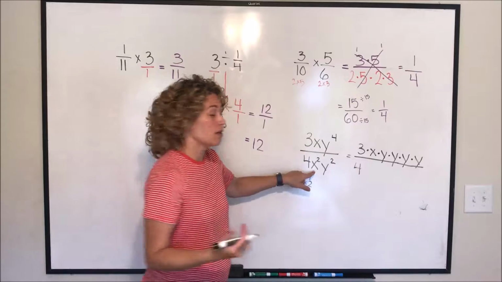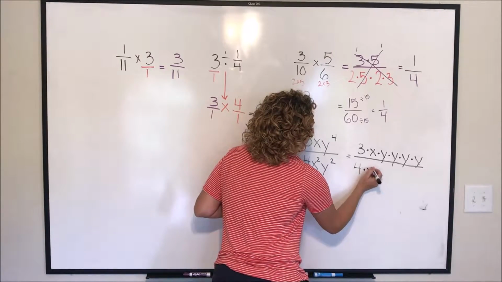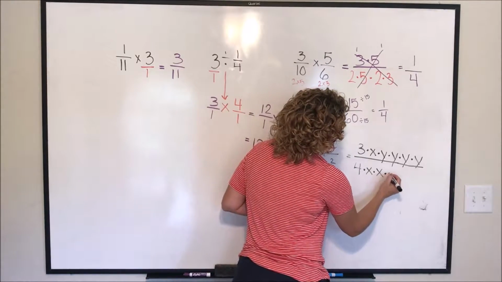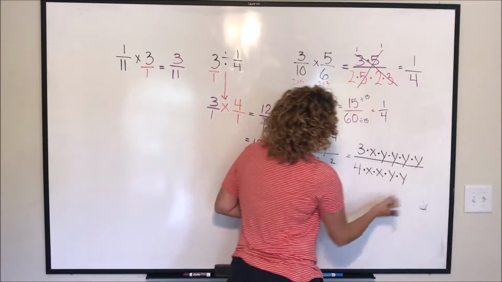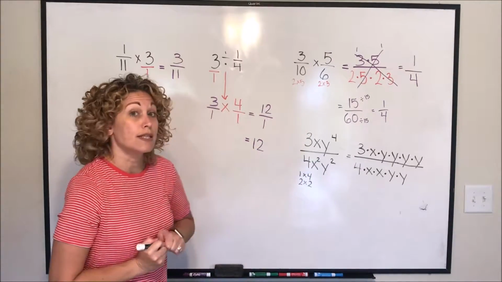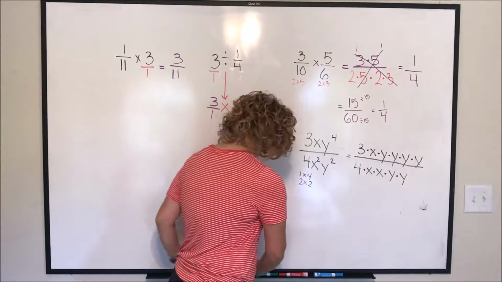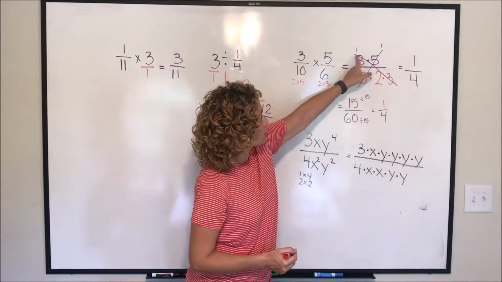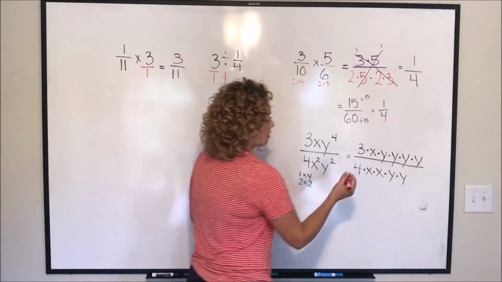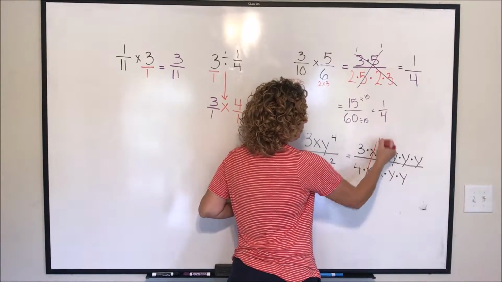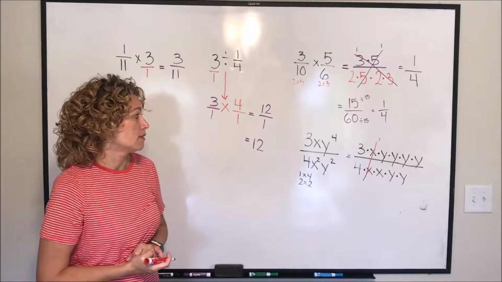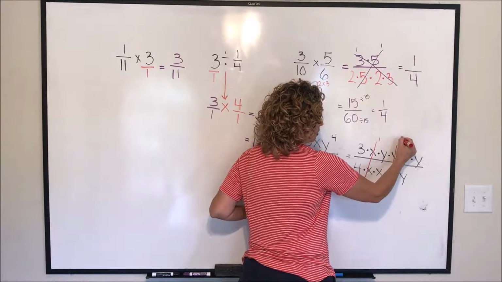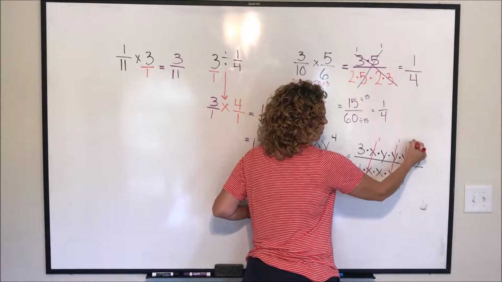Now, x squared means x times x. So we're going to write that out. And y squared means y times y. Okay? Now, using the same idea as we did up here, I know that x divided by x, just like 3 divided by 3, is actually just 1. Okay? I also know that y divided by y is 1, and here's another y divided by 1, which is just 1.